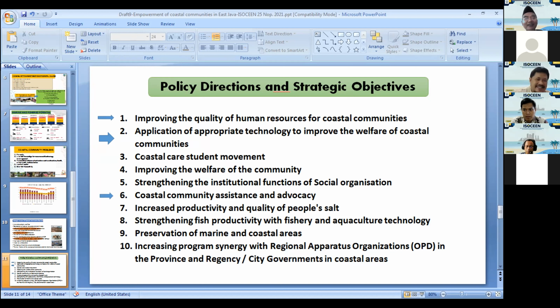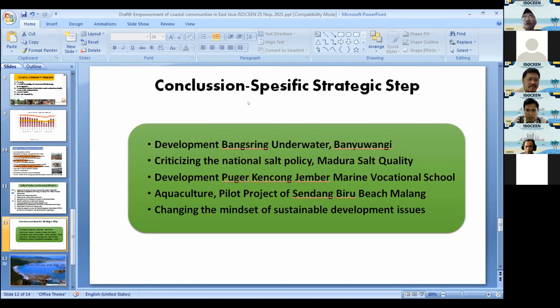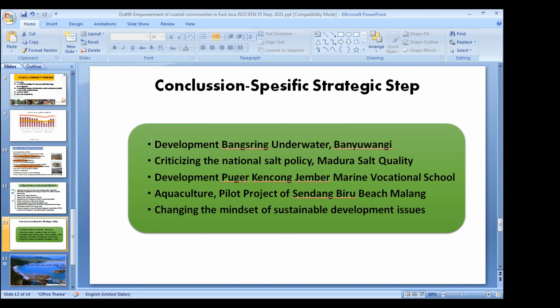Please. Okay, I will just go to number 6, coastal community assistance and advocacy. All right, I just finished this one. To conclude, specific strategy steps. We are in the community PKNU, Badan Maritim Nahdlatul Ulama. I have responsibility in that as chairman, to make more development of Bangsering Underwater in Banyuwangi.